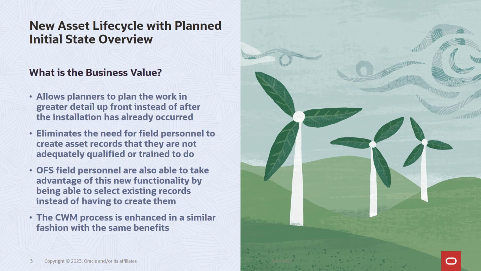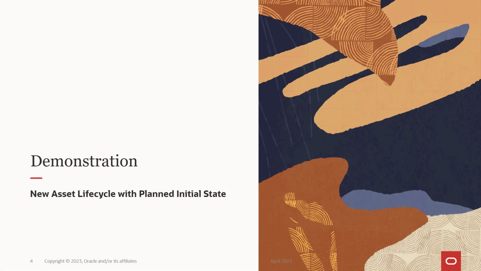We've basically put the creation of the asset record in the hands of the person most qualified to be doing that and taken away the need for field personnel to perform that task. This way, the asset record is more likely to be created with the correct BO and appropriate information. Now let's take a look at how we now support the creation and installation of non-tracked assets at planned status.